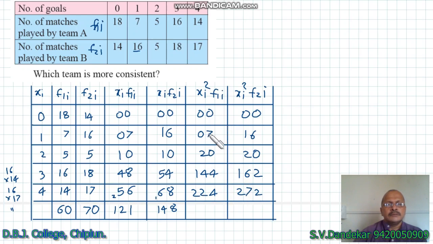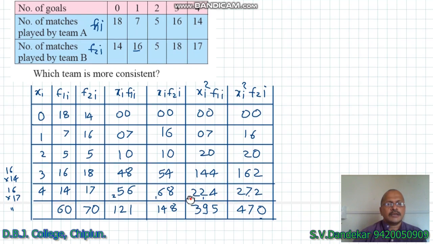Let us add: 7 plus 8, 15, carry 1, 7, 8, 9, 395, and this addition, 4 plus 6, 10, carry 1, 470. These additions are taken.